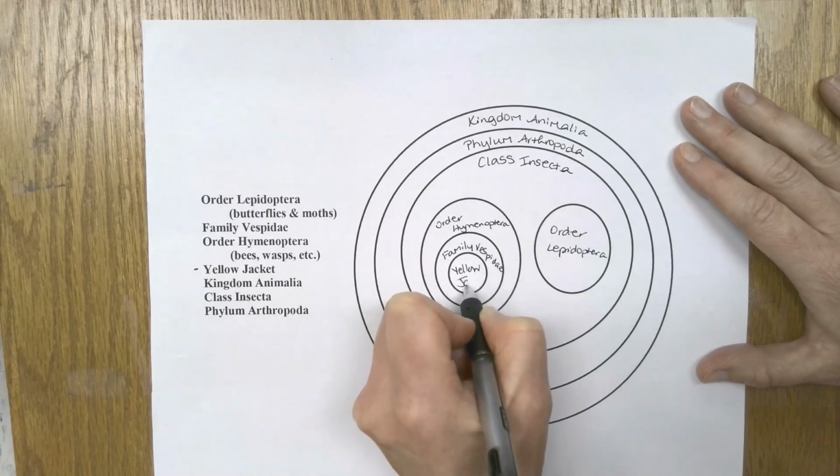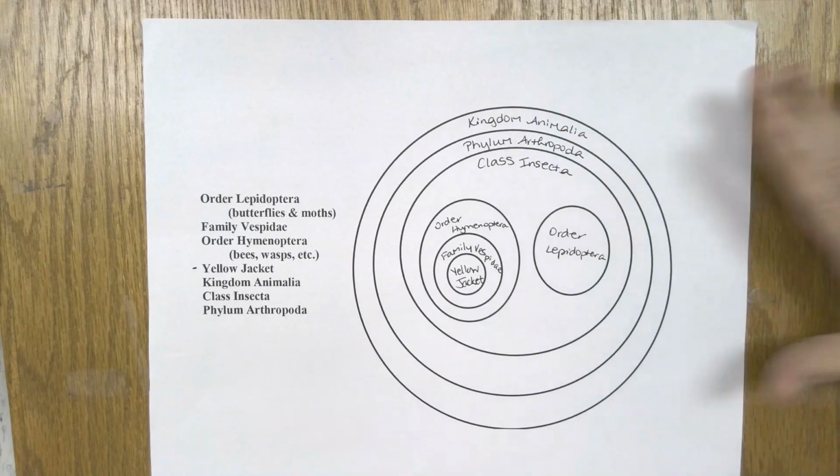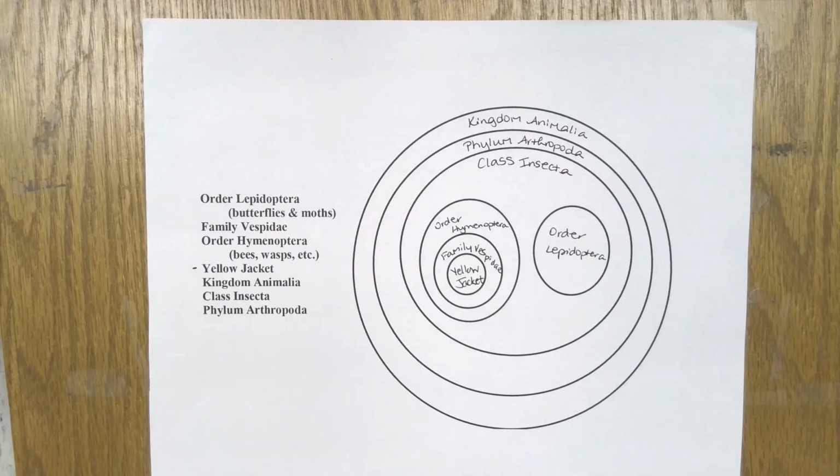So that's just another way to think about comparing different organisms and different levels of classification, the whole nested boxes concept. Let me know if you have questions.